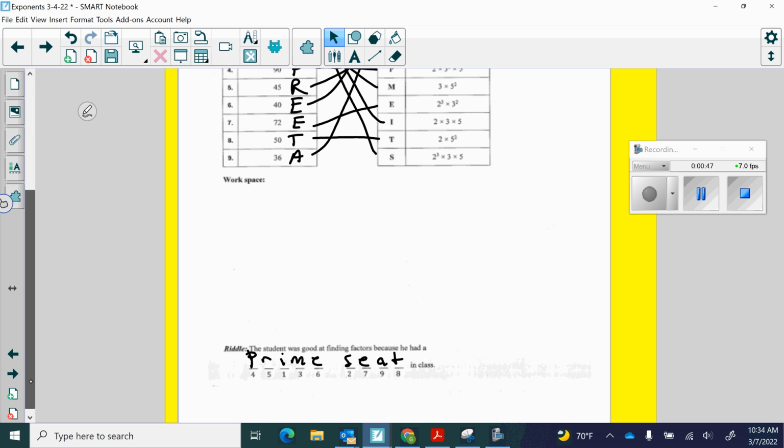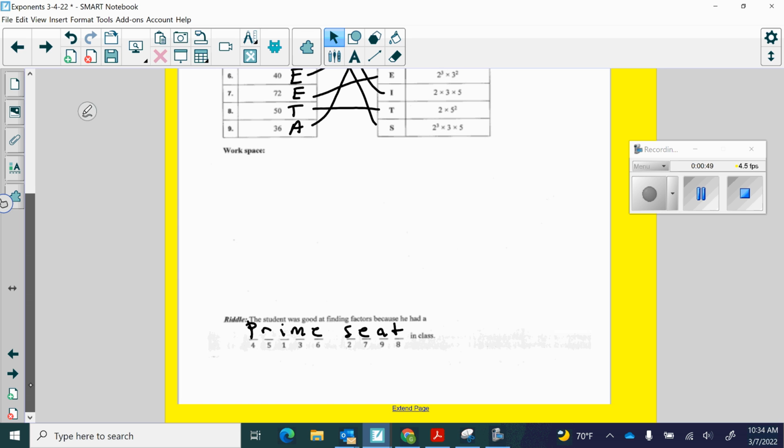And when you solved the riddle, by putting the letter with the number, it says the student was good at finding factors because he had a prime seat in class. That means he was up front and paying attention. Any questions?